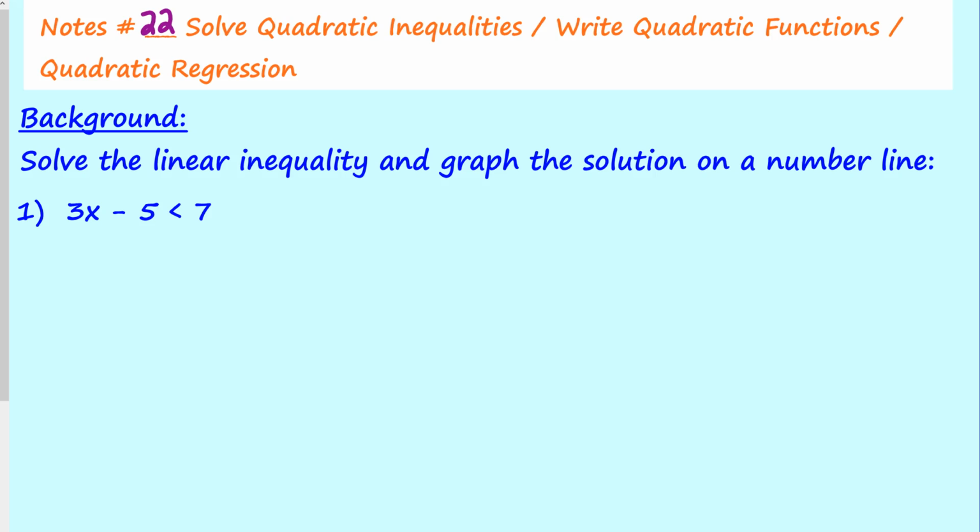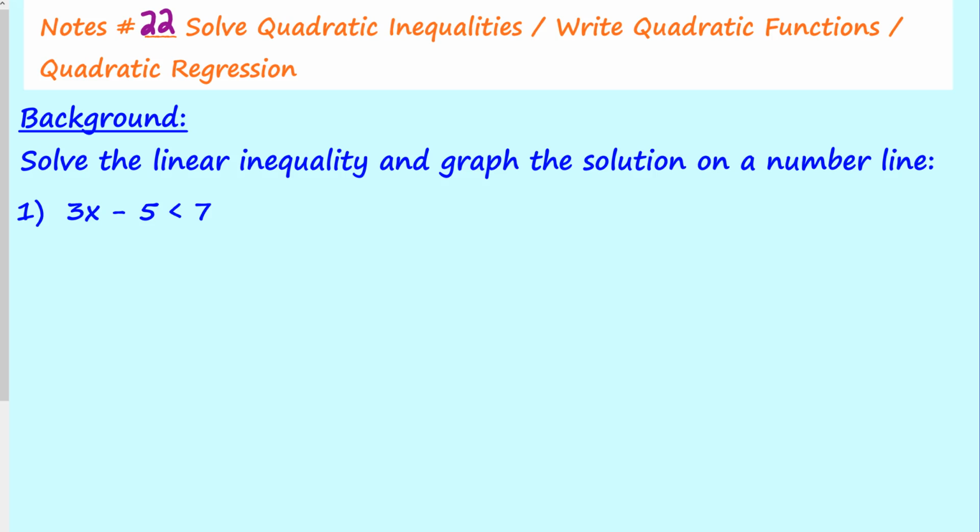So you might have remembered linear regression that we did with our calculators. So quadratic regression is very similar. Okay, we're going to start with solving quadratic inequalities. But for a little bit of background, I want to remind you how we solve a linear inequality. So let's take a look at number 1.